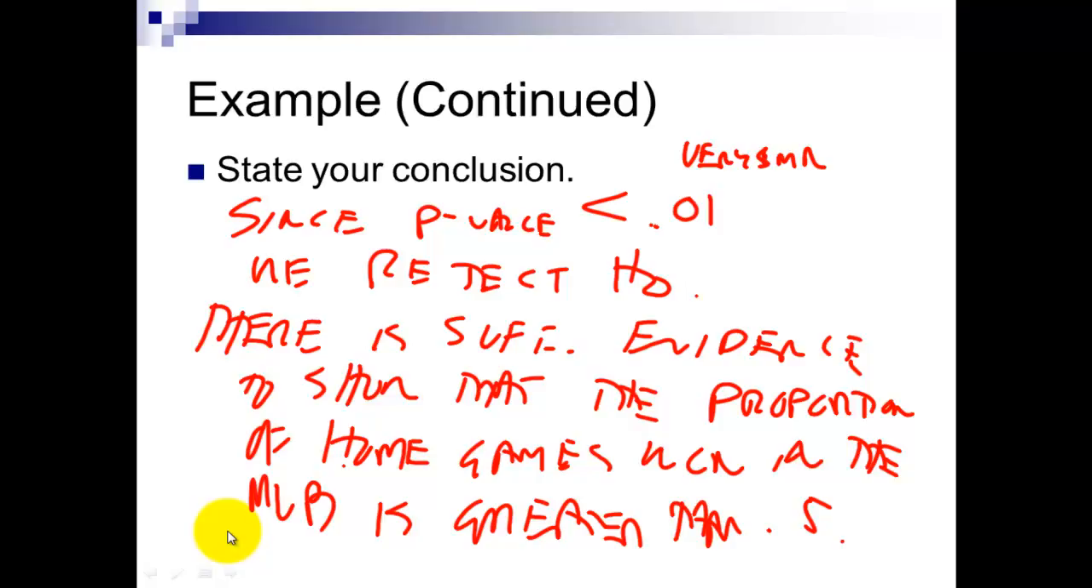Now, sufficient evidence. Does this mean it is absolutely true that the home advantage is greater than 0.5? No, there's a small chance we might have made an error.